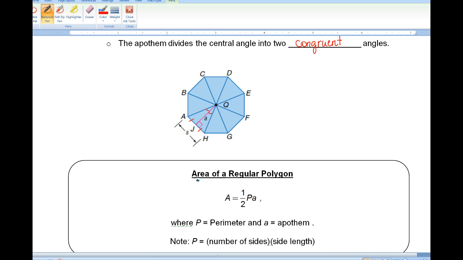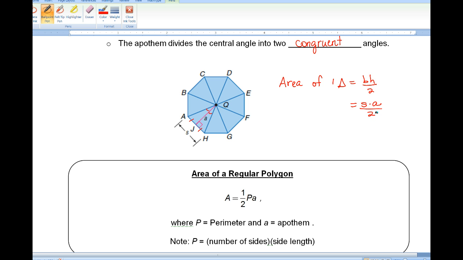Now think about the area. Think about the area of one triangle. Base times height divided by 2. Now look at what we have here. What's our base? It's essentially one side length, so that would be s. And then times a divided by 2, right? Because the height of this triangle is a, the apothem.